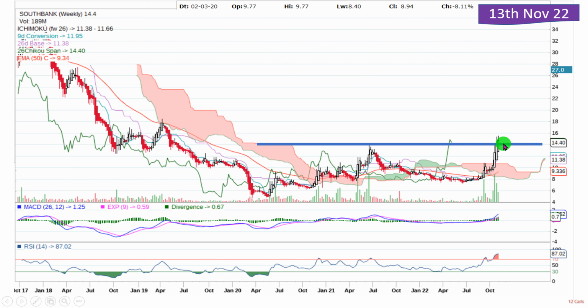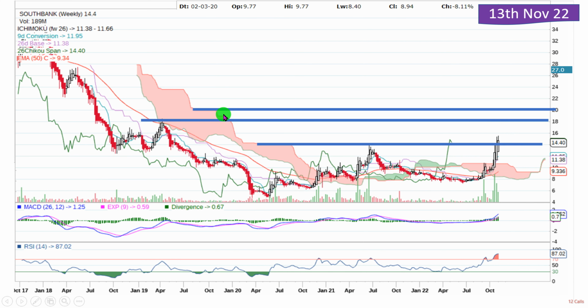Now, what happens if it trades above 14 rupees and does not break below 14 rupees continuously? Then we should have the next resistance level here at this point, which is 18. And if you look into Ichimoku, there is another resistance coming around 19. So 18 rupees and 19 rupees are resistance levels. From this price, we can expect that if it stays above 14 rupees, then technically the next target comes out to be 19 rupees.